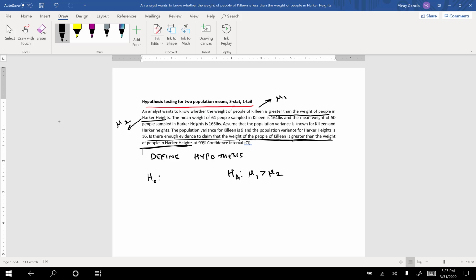So our null hypothesis would be mu1 less than or equal to mu2. So always remember, in the null hypothesis you will have equal. So this can also be written as mu1 minus mu2 less than or equal to 0, and the alternative would be mu1 minus mu2 greater than 0.